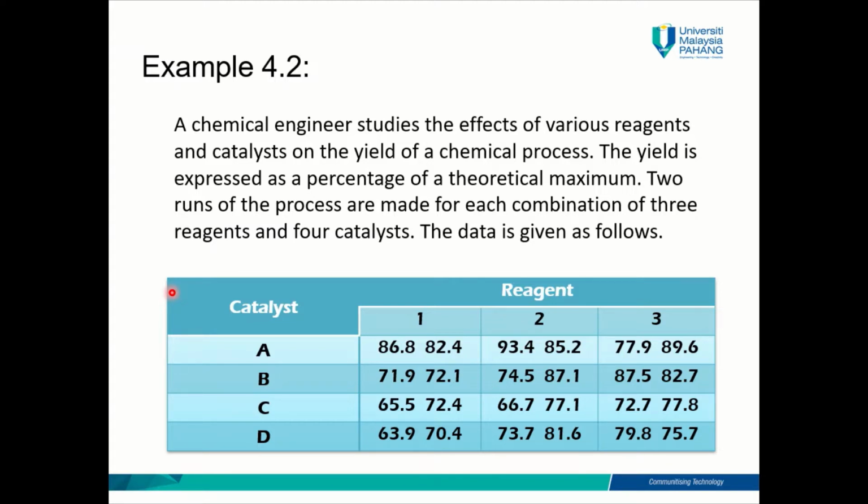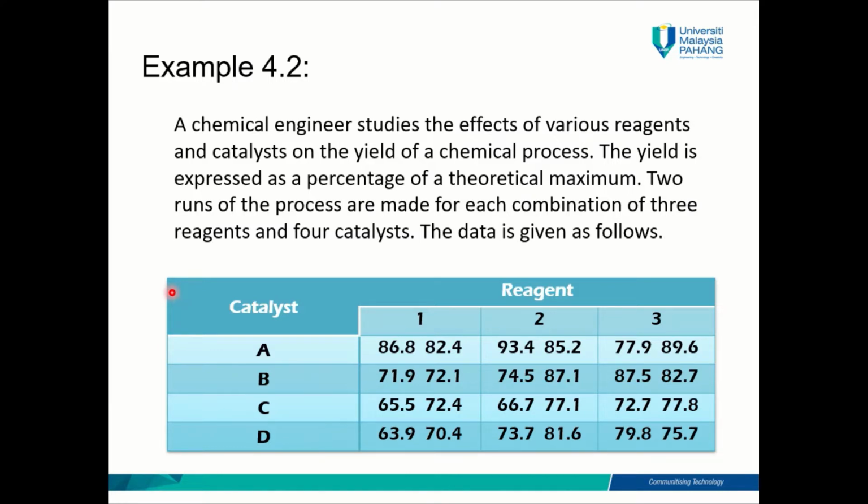Okay, let's start. A chemical engineer studies the effects of various reagents and catalysts on the yield of a chemical process. The yield is expressed as a percentage of a theoretical maximum. 2 runs of the process are made for each combination of 3 reagents and 4 catalysts. The data is given as follows.